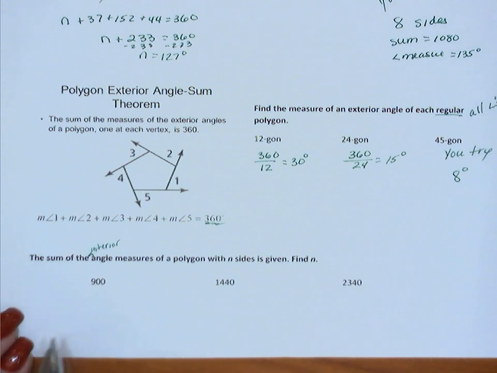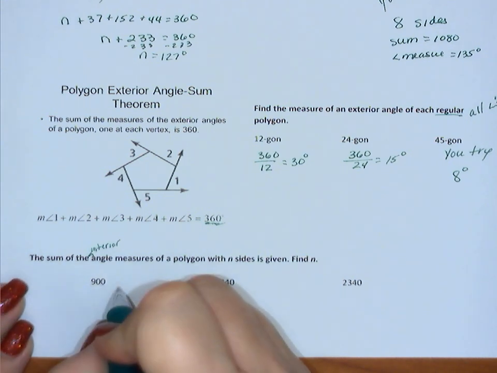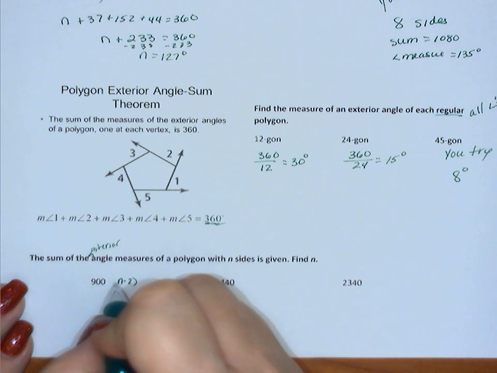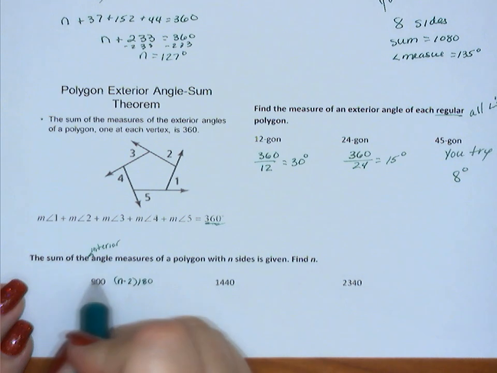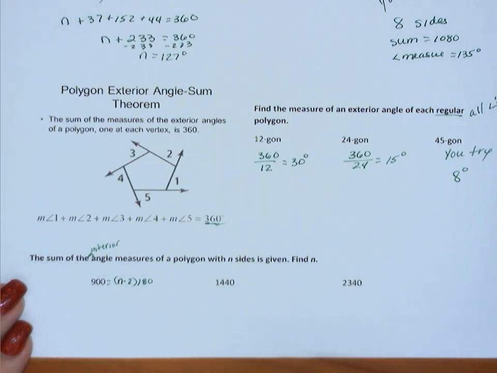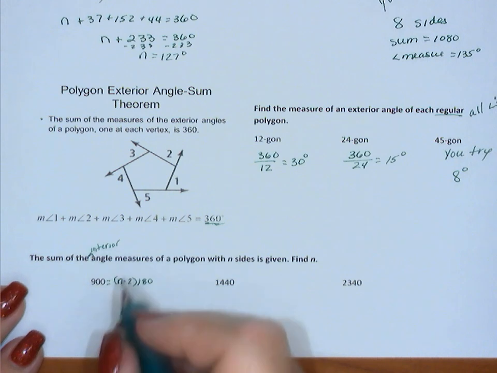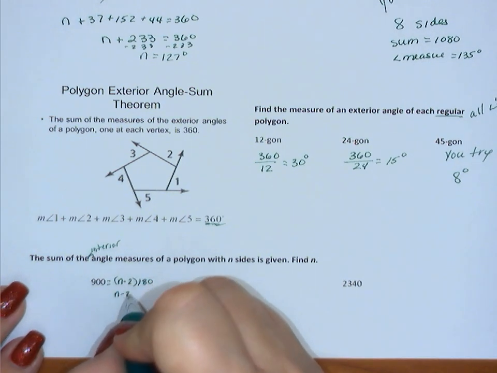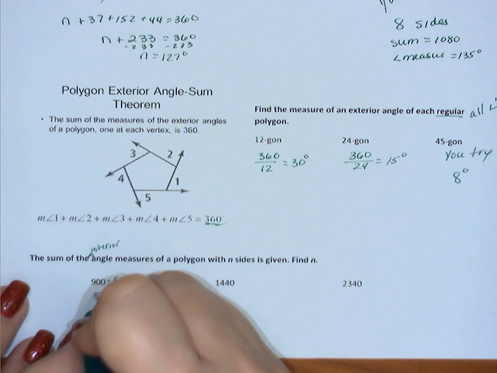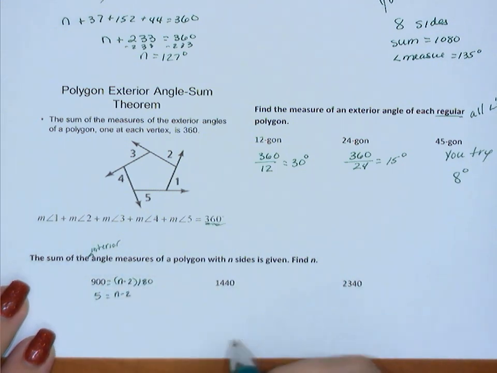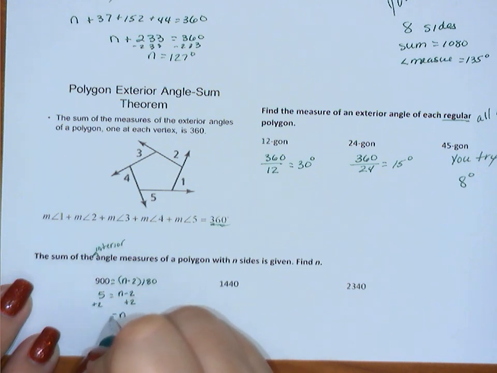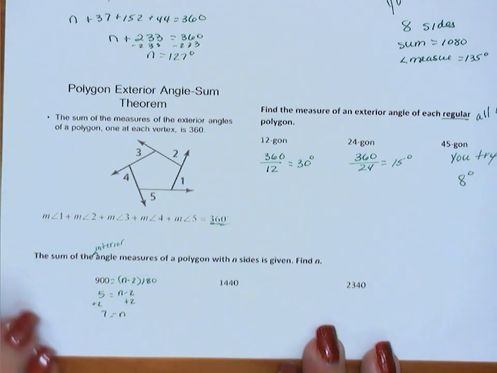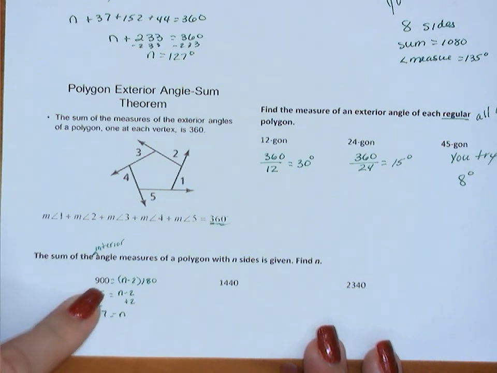Okay, so remember the sum of the interior angles is n minus 2 times 180. And they're saying that the measures are equal to that, so 900 equals n minus 2 times 180. So dividing by 180, I get that this equals 5, and then I'm going to add 2 to both sides. I get that n is 7. So it's a 7-sided polygon. That's going to give me 900 interior degrees.